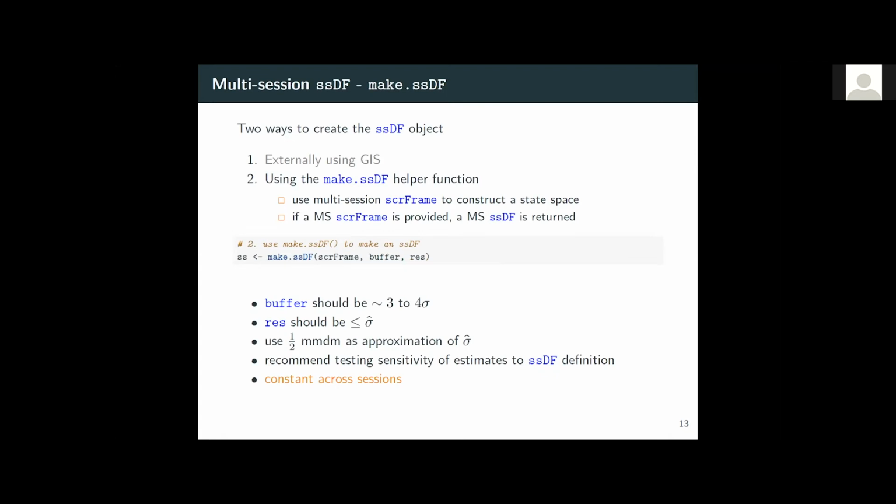And just as a reminder here, just because it's very good to bear this in mind, these decisions are things that you need to make. So the buffer, there's some rules of thumb about what that buffer should be, 3 to 4 sigma. There's some rules of thumb about what that resolution should be. It should be approximately sigma or below. The MMDM that you can actually get from your SCR frame, the mean maximum distance moved, can be used as an approximation of the sigma value. And we do recommend that you make sure that if you change those values, your parameter estimates aren't sensitive to the parameters that you choose.